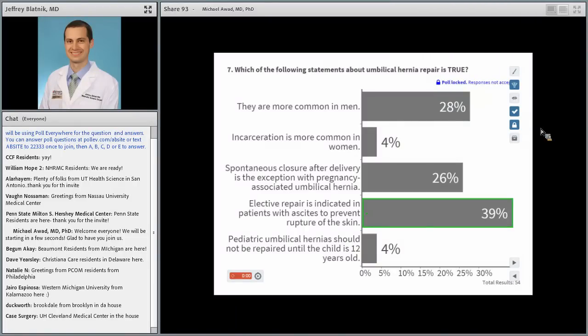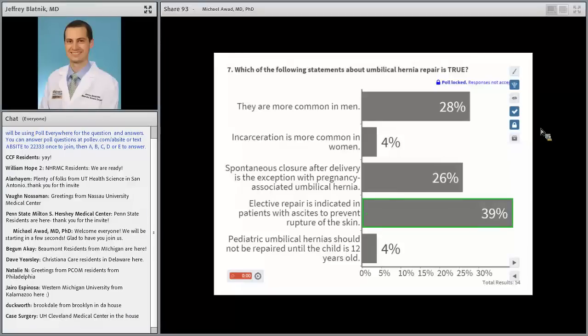So D is the correct answer. Most people agree that elective repair is indicated in patients with ascites to prevent the rupture of skin. As we covered a couple of questions ago, these are patients you want to make sure are appropriately optimized medically with diuretics to try to minimize the risk for complications around the time of surgery, especially in an elective setting like this.